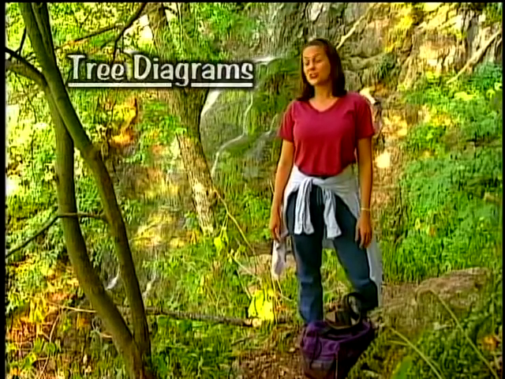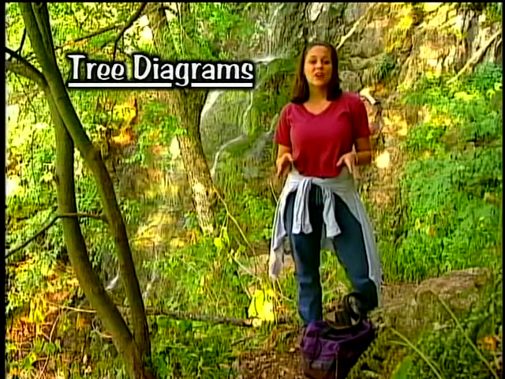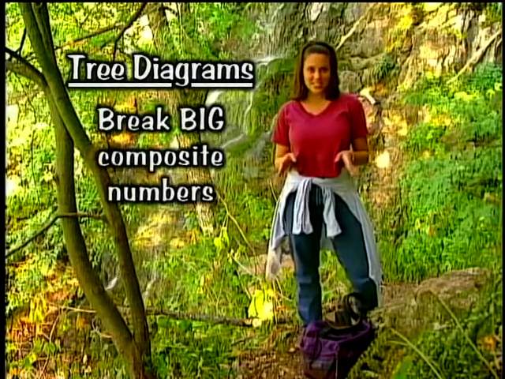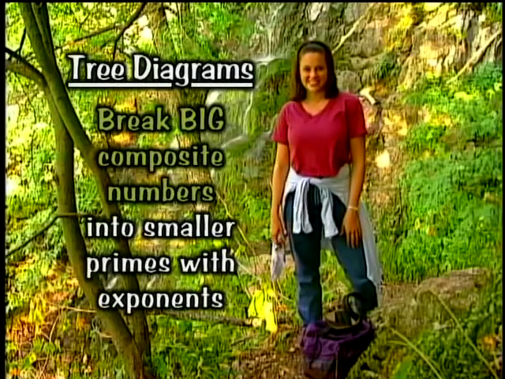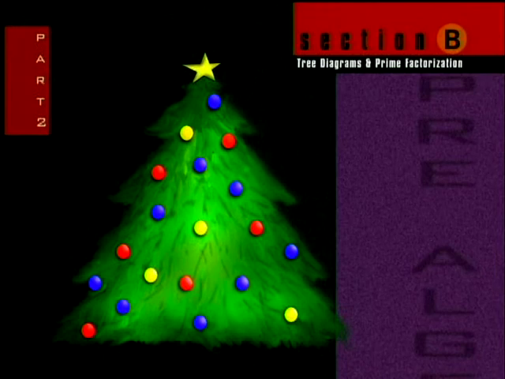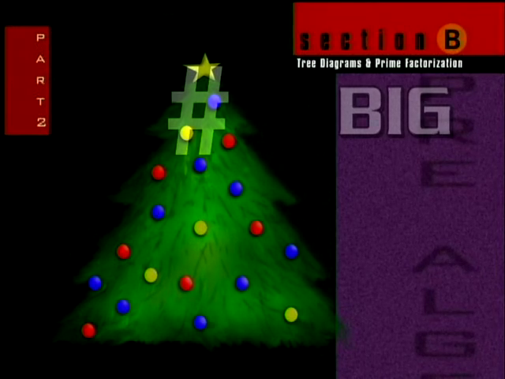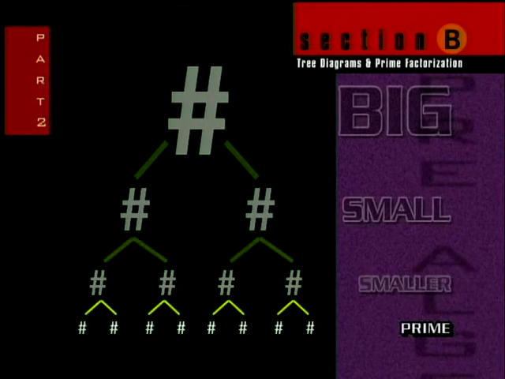We're about to use tree diagrams to get smart about prime numbers. Tree diagrams help us break big composite numbers down into the product of smaller prime numbers with exponents. We call them tree diagrams because they sort of look like little trees with branches, except they have numbers on them. We start at the top of the tree with a big composite number and work our way down the branches, getting smaller and smaller until we have merely twigs with prime numbers.